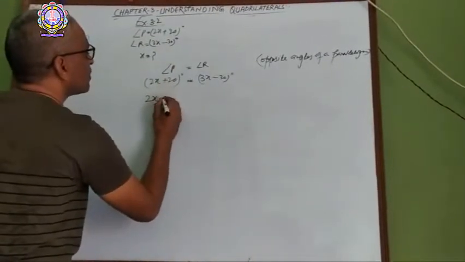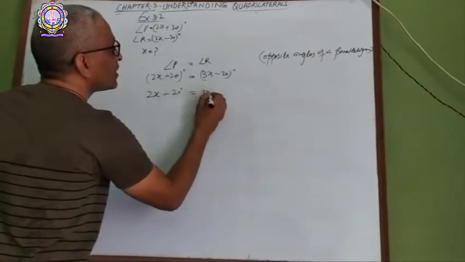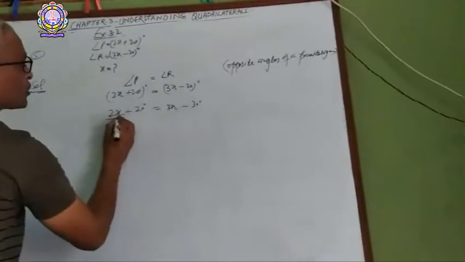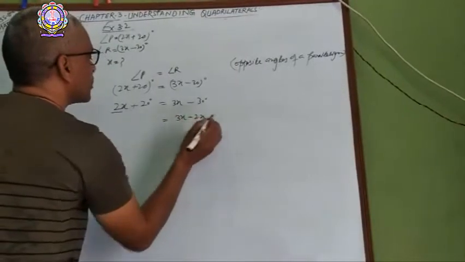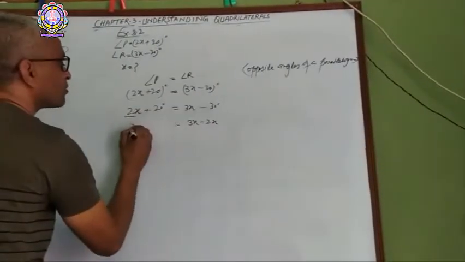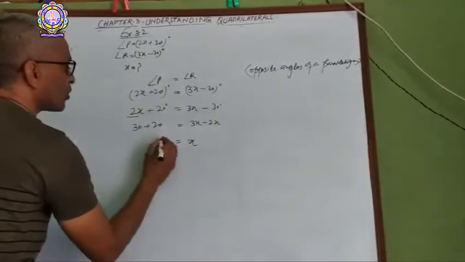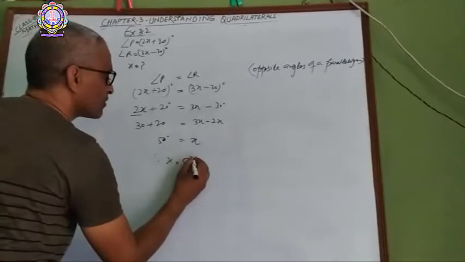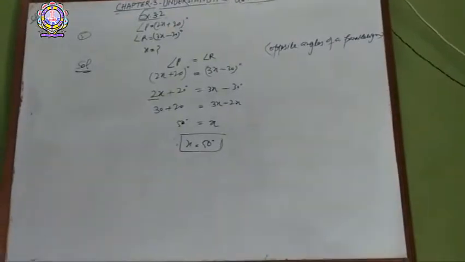Remove the bracket. 2x plus 20 must be equal to 3x minus 30 degree. And now transpose this 2x to the right hand side. This must be equal to 3x minus 2x, and this 30 to the left hand side. So this must be equal to 30 plus 20. It means x is equal to 50 degree. Therefore, the value of x is equal to 50 degree. This is your answer. Write down this question on your notebook.